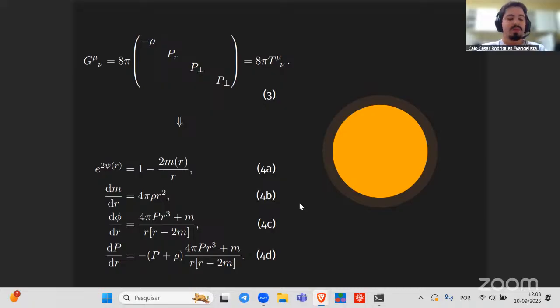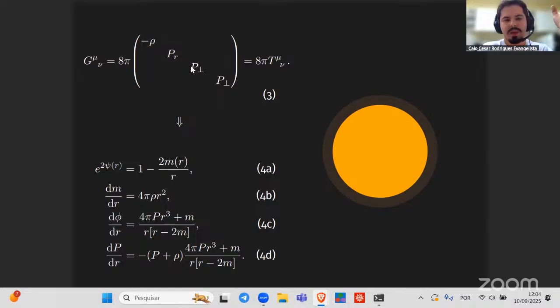So you have the TOV equations, and to solve them, it's pretty simple. You pick a mass profile, a density profile, and then you have a solution for your Einstein equations, in which you have P_r as the radial pressure, and you have this other P right here, this orthonormal P, as the transversal pressures. But we will only care about the isotropic case, right?